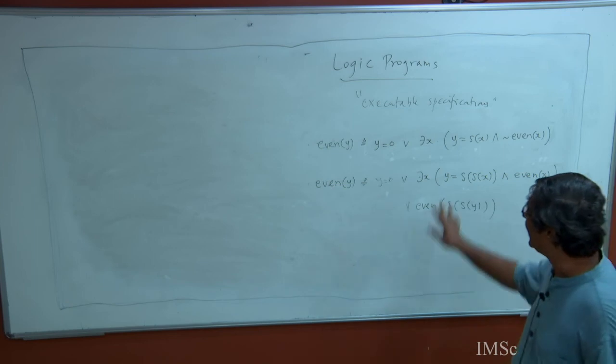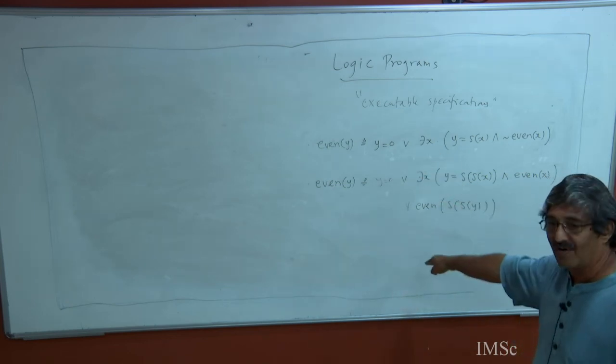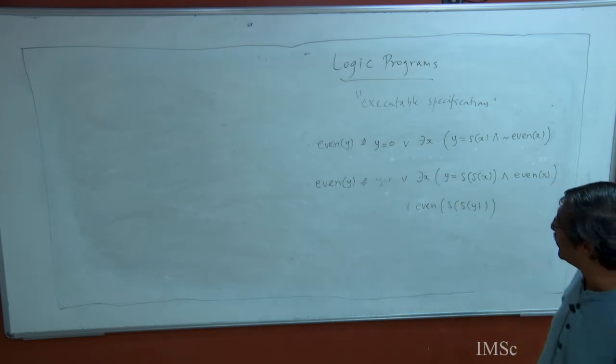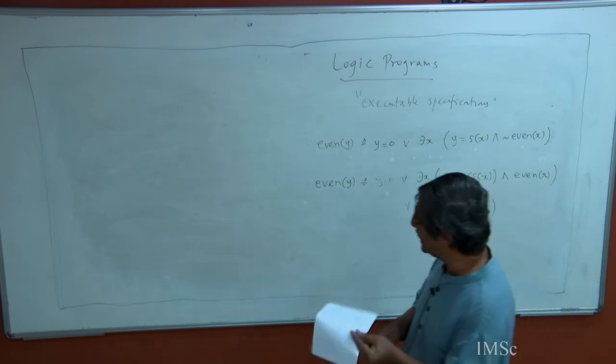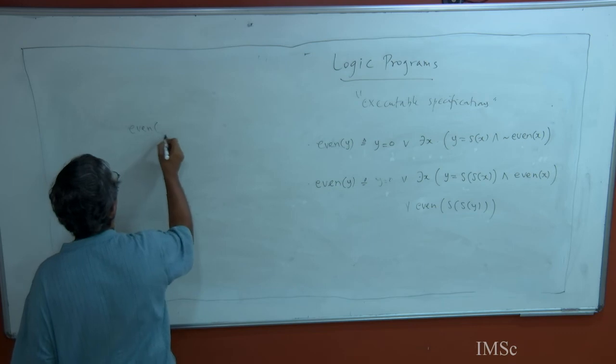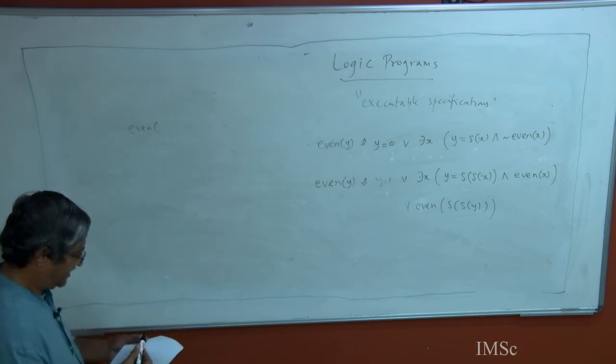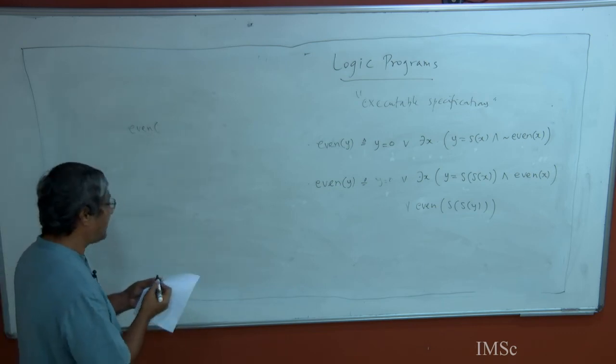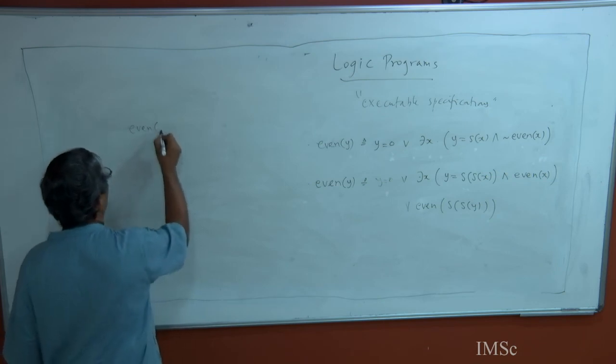Logic programming, typically it's not written in this first order form. The way you would write it is you would write it as, for instance, even y. So you will write it as a collection of clauses. The clauses are written as even 0.